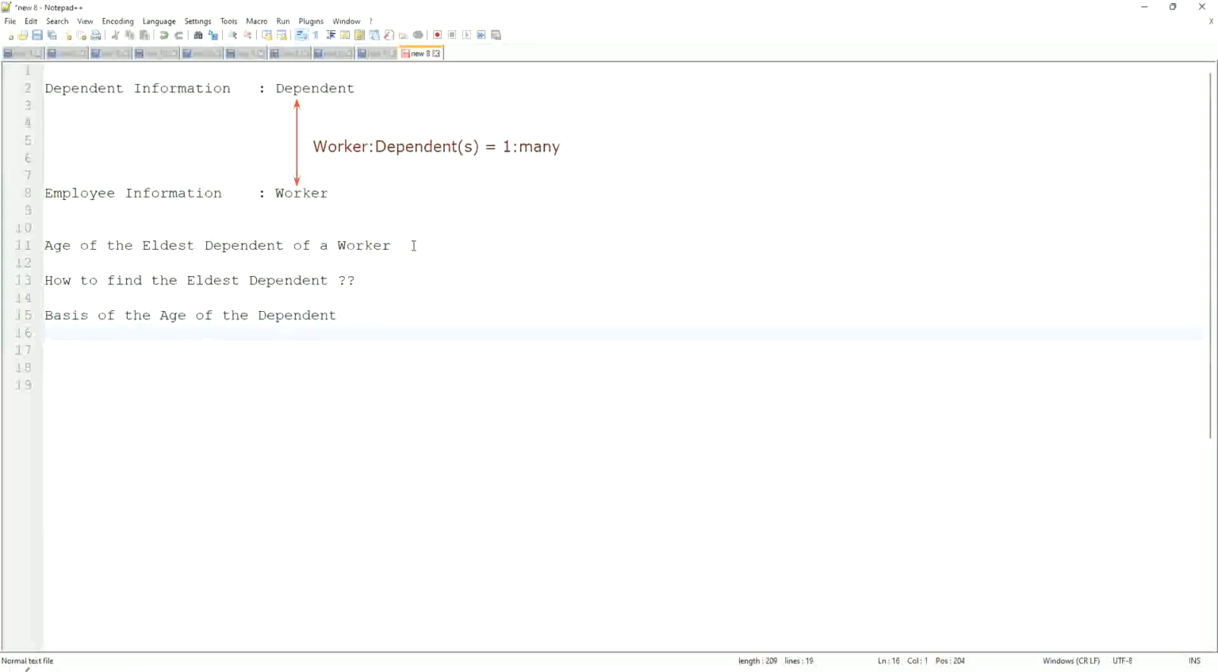And then if I'm going to find the eldest, then what can I do? Can I sort it in some manner and then take one? Let's say you have the age like 10, 15, and 42.